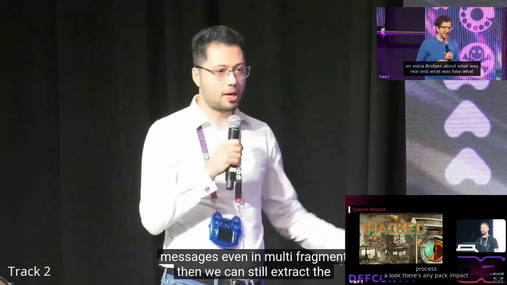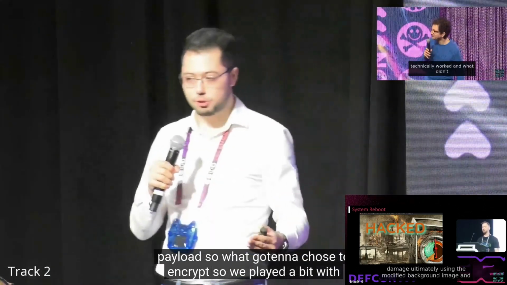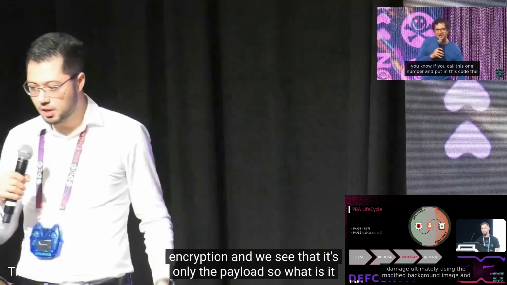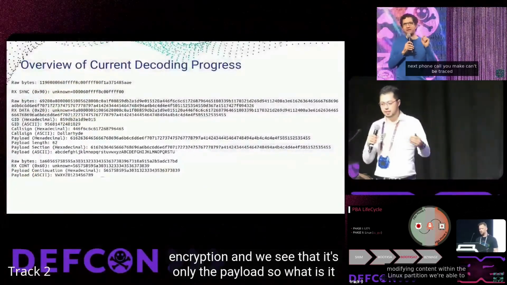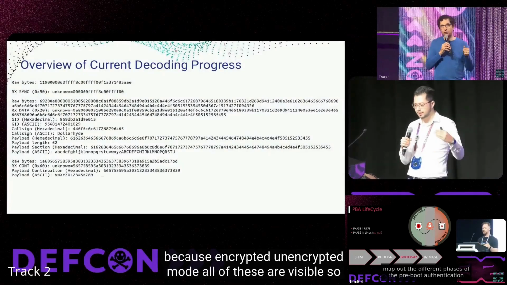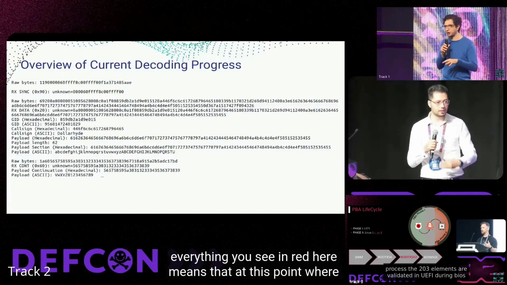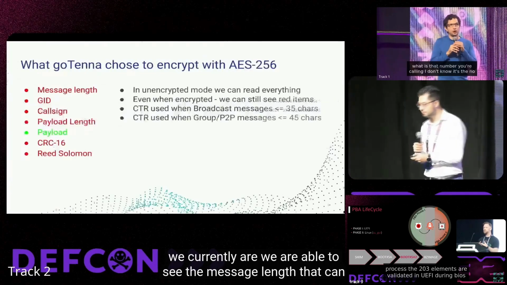So in our current decoding process, this is done in GNU Radio, and we're doing this essentially live, and this is just a screen capture of my console. So we get the raw bytes, and we automatically extract the GID. We apply the function. We can translate that to ASCII. We get the call sign, the payload, including multi-fragmented messages. So even in multi-fragmented, we can still extract the payload.